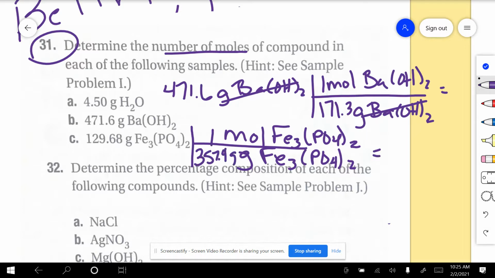So what am I going to do now? Multiply the top, divide by the bottom. So 129.68 divided by 357.49. 0.36. Now, is that hard? No, it is not hard. It is not impossible, is it, Braden? No, actually, it is not that bad. Okay. All right.